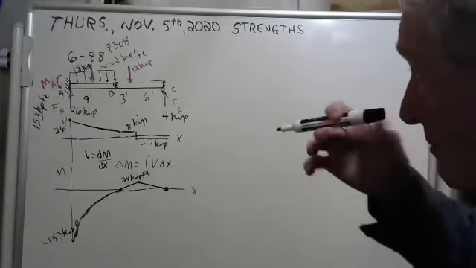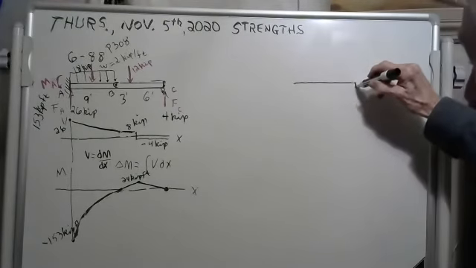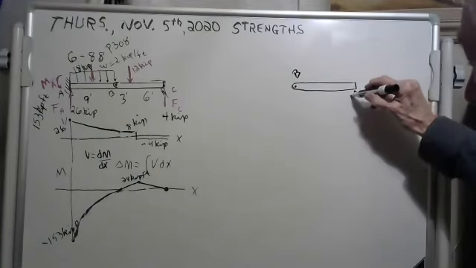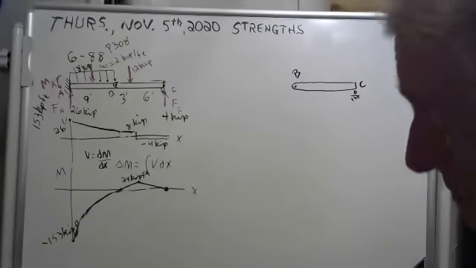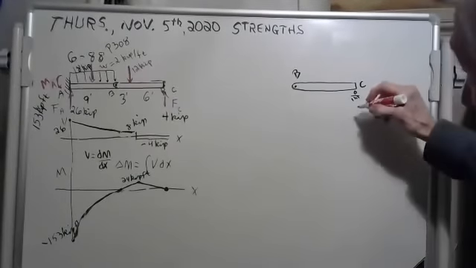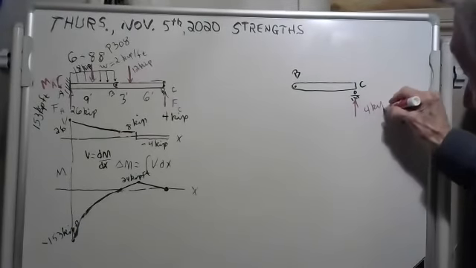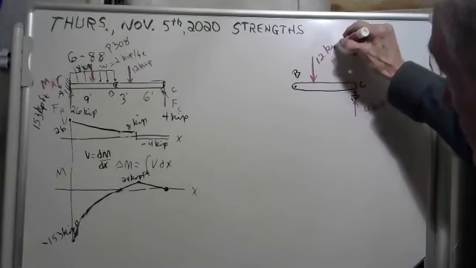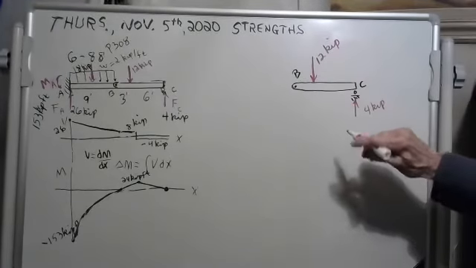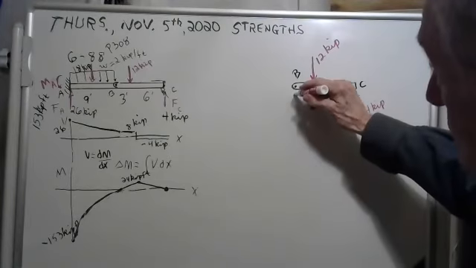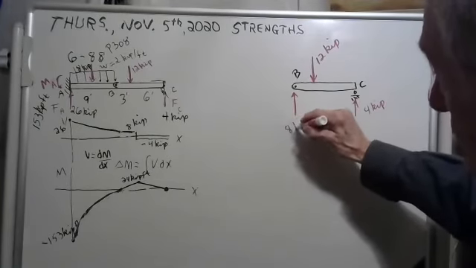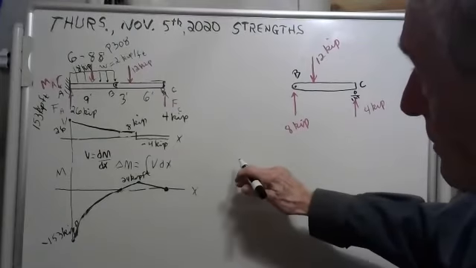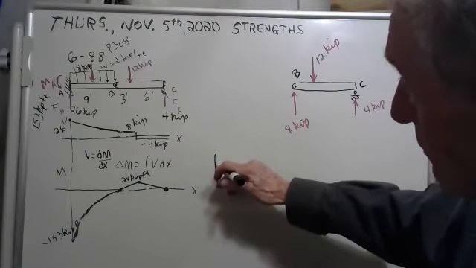Now, earlier we were talking about this BC thing. See, here's BC. And we know there's a force going up here of 4 kips. And there's a force here of 12 kips. And then didn't we decide there has to be a force here of 8 kips? Now let's draw the forces on the other half of our free body diagram.